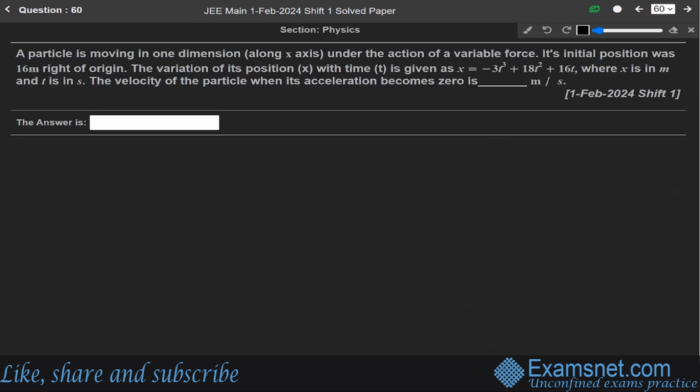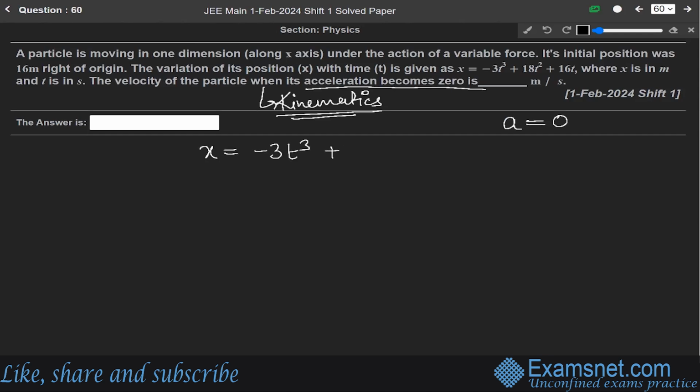Now next question 60. A particle is moving in one dimension along the x-axis under the action of a variable force. Its initial position was 16 meter right of origin. The variation of its position with time is given as x equals to minus 3t cube plus 18t square plus 16t. We have to find the velocity when its acceleration becomes 0. So this question is from the chapter of kinematics. We have to find the velocity when acceleration is 0. We are given x equals to minus 3t cube plus 18t square plus 16t.